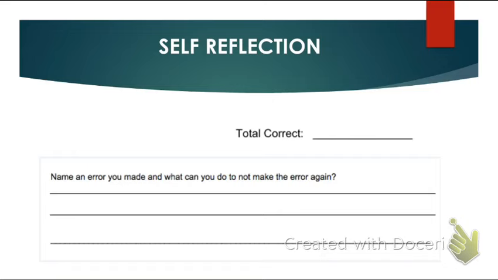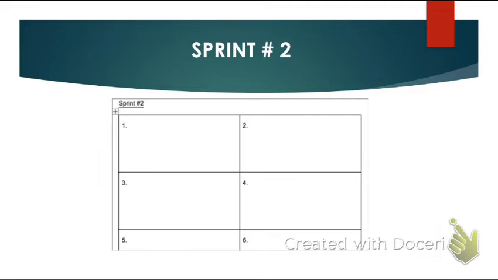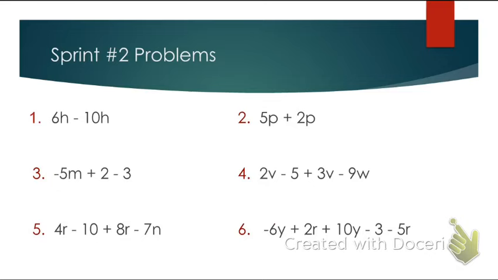If you need to pause the video to take more time to do that, you can go ahead and pause now. If not, I'm going to move into sprint number 2. Sprint number 2 is just like sprint number 1. It's going to consist of 6 questions, 6 problems that you'll need to simplify the expressions using or combining like terms. Go ahead, take a moment, write down the 6 problems in your 6 boxes, and then we'll take 2 minutes to solve them.